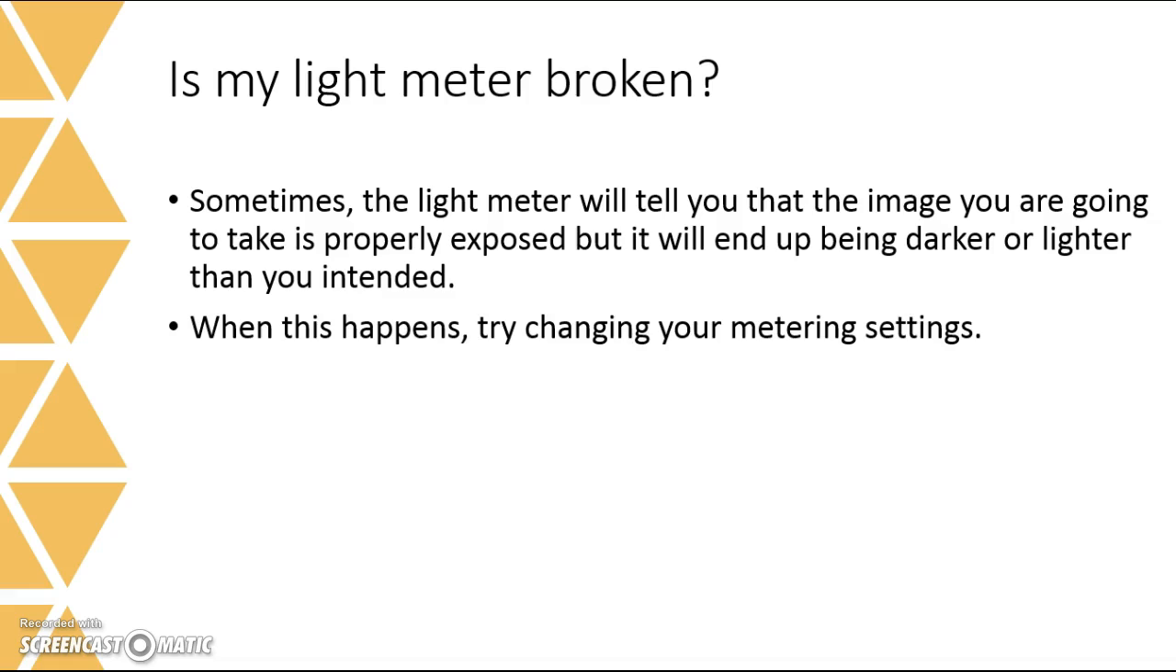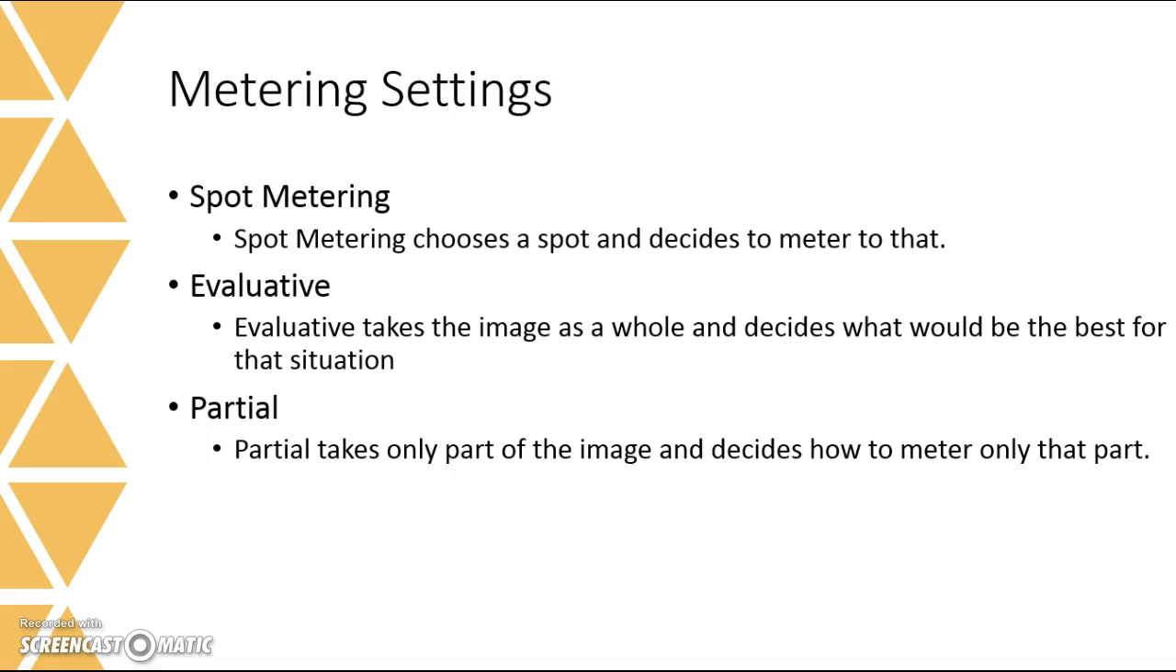Sometimes the light meter is not right. Oftentimes this is when you are in a dark room or you're in a room with high contrast. The light meter will tell you that it's going to be properly exposed, but when you take the picture, it turns out darker than you thought it would or lighter than you thought it would. So when this happens, you need to try and change your metering settings.